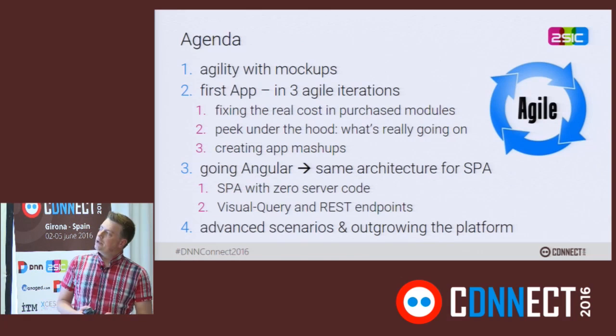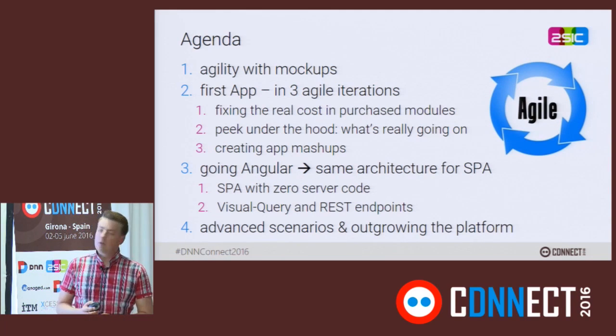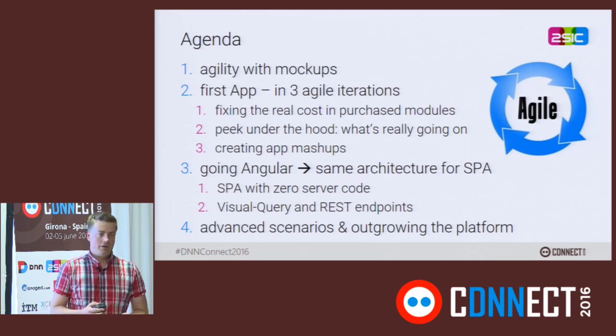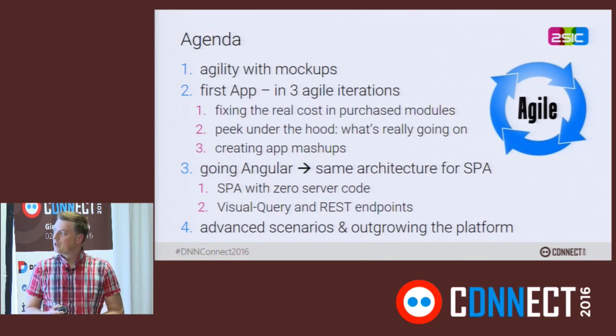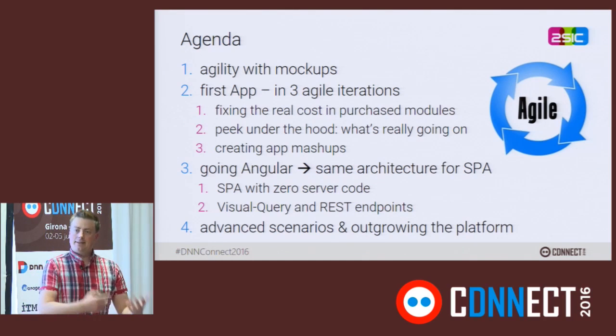So what we're going to do is we're going to look at some fairly simple agile topics. Then we're going to create a small app in 3 iterations. We're also going to look at some issues with alternatives like purchasing a module or developing it in the standard DNN way. And then we're going to create an app mashup where we're going to merge certain apps without having to enhance an app just for adding features.